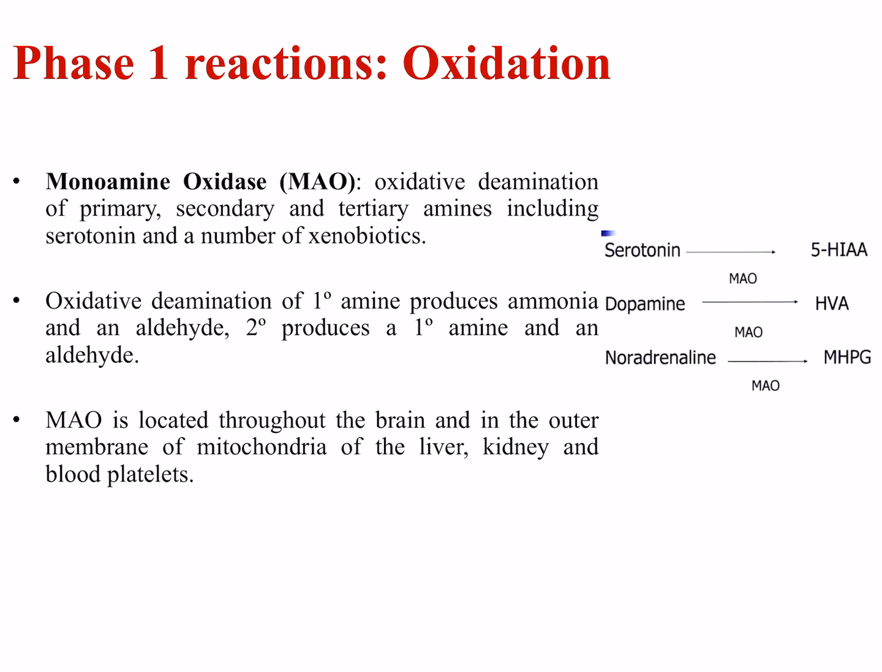Monoamine oxidases are another group of phase 1 enzymes, and they are involved in oxidative deamination of primary, secondary, and tertiary amines, including serotonin and a number of xenobiotics. Oxidative deamination of primary amines produces ammonia and an aldehyde. Secondary amines produce a primary amine and an aldehyde. Monoamine oxidase is located throughout the brain and in the outer membrane of the mitochondria of the liver, kidneys, and blood platelets.